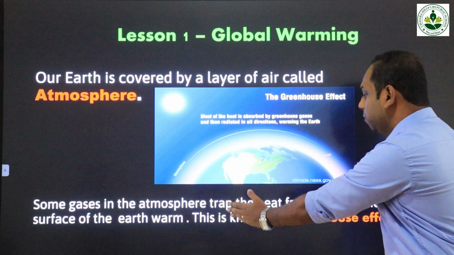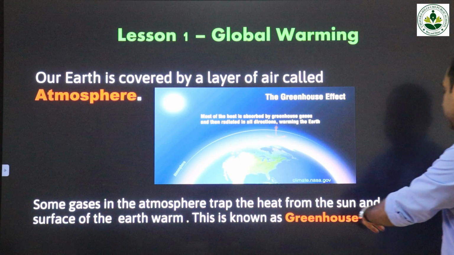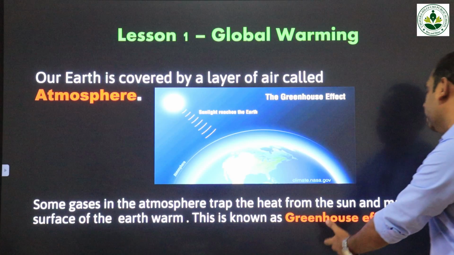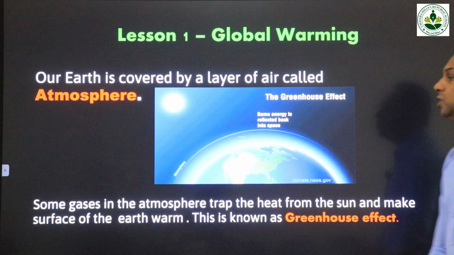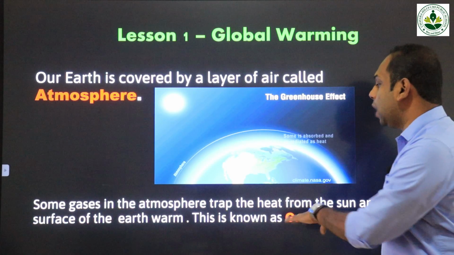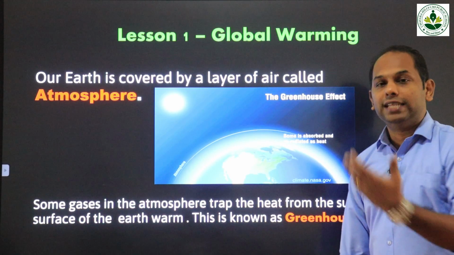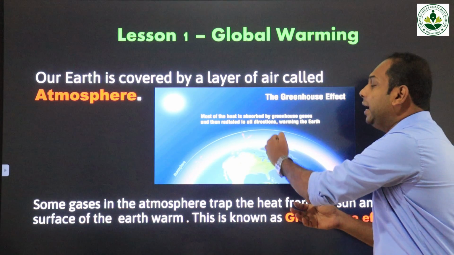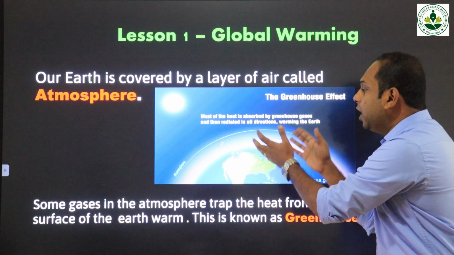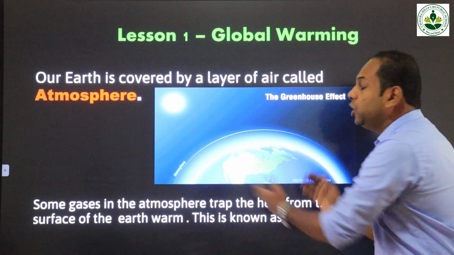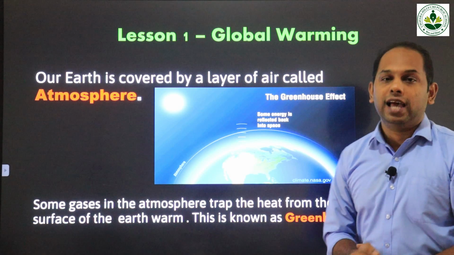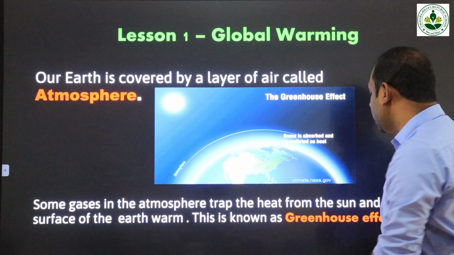Some gases in the atmosphere trap the heat from the sun and make the surface of the earth warm, and this is known as greenhouse effect. So what is the duty of these greenhouse gases? To absorb the heat from the sun and give a moderate or normal climate to the earth. So that is the major duty of these greenhouse gases, and that process is also called greenhouse effect.